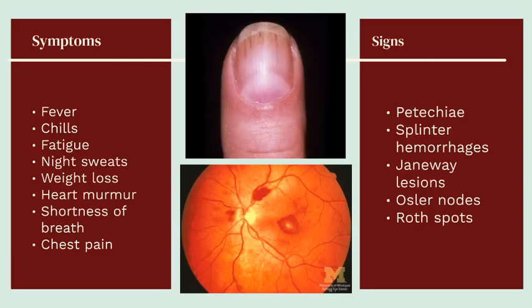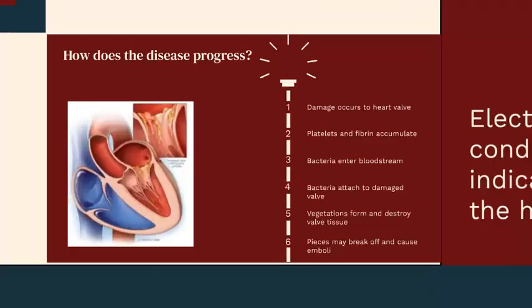These are kind of like painful red bumps on our fingers, soles, palms, on our legs, on your toes. That's what those would be. Osler's nodes is named after Sir William Osler, who I mentioned before.